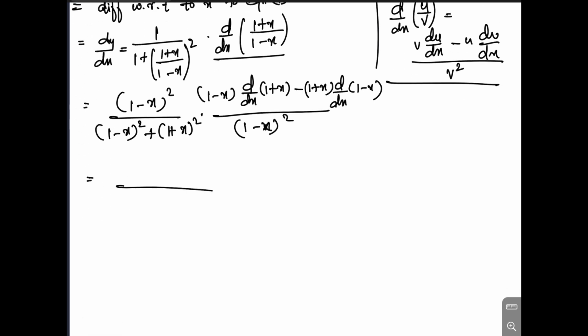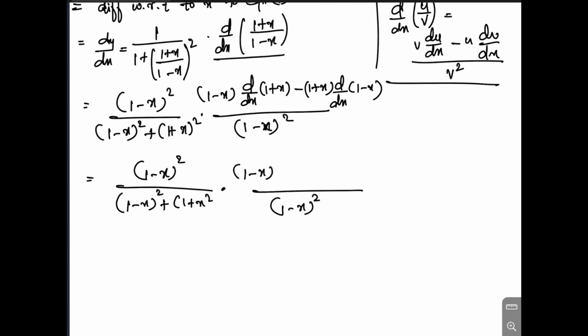So here 1 minus x whole square plus 1 plus x whole square over 1 minus x whole square, into 1 minus x whole square, with 1 minus x. Differentiation of 1 is 0 and differentiation of x is 1 here, minus 1 plus x, this is constant. Again differentiation of 1 is 0, differentiation of x is 1 here, minus 1 because it's a minus x here.